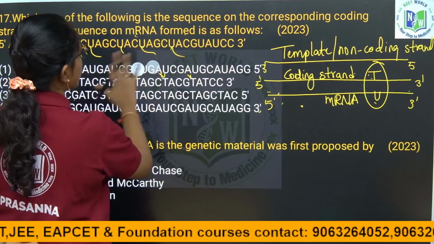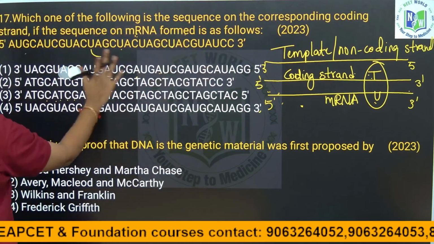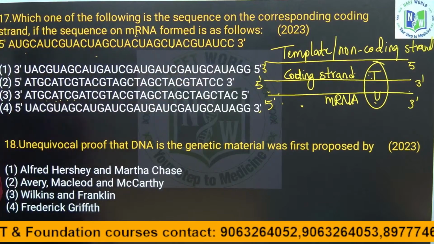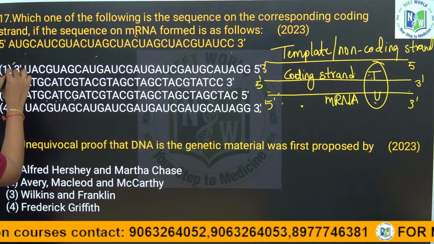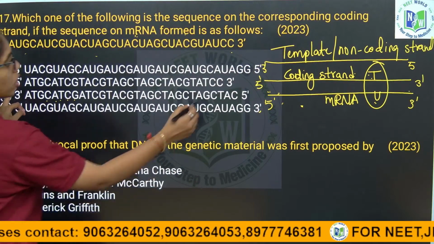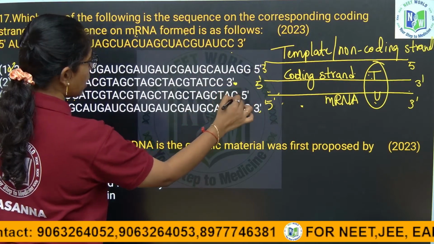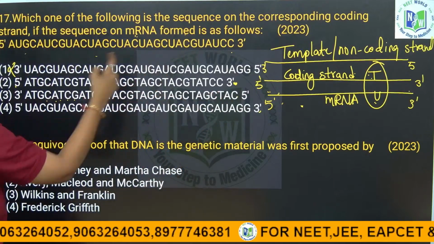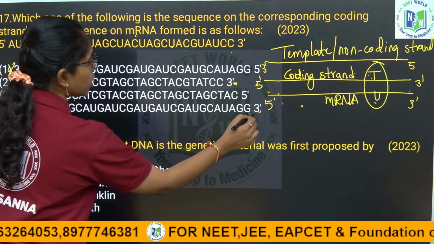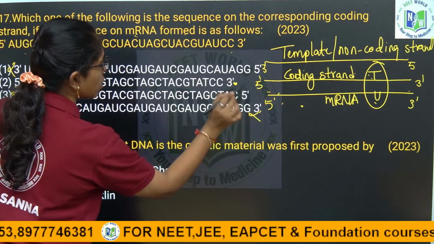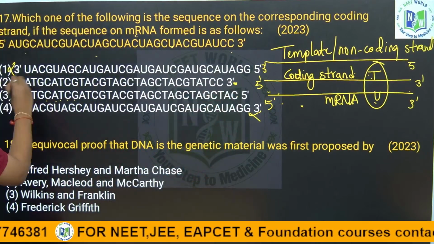No, just a second. From 5 prime to 3 prime we have to take. So, at 3 prime here it is C. So, here also at 3 prime it should be C. Option 1 is wrong. Here also at 3 prime we have to consider. At 3 prime it should be C. This will be wrong. And at 3 prime it should be C. It is also wrong. So, the correct option will be 2.